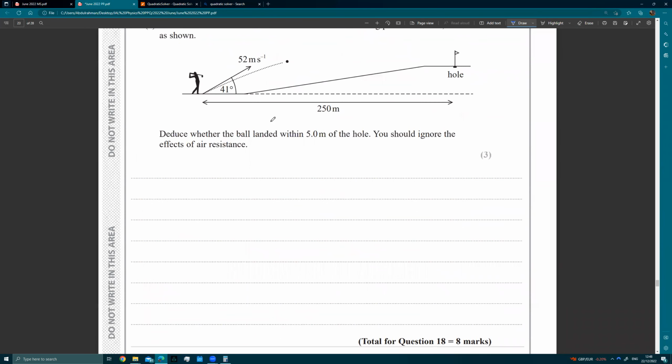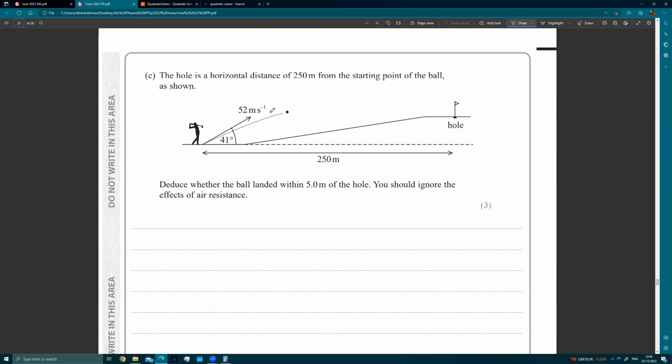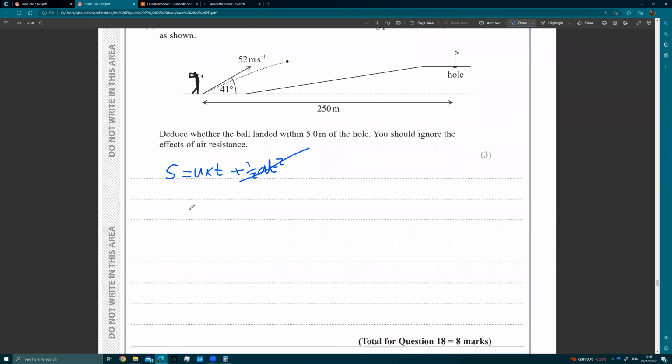The hole is a horizontal distance of 250 meters from the starting point of the ball as shown. Deduce whether the ball landed within 5 meters of the hole. You should ignore the effects of air resistance. To know if it landed within 5 meters of the hole, you need to know the horizontal displacement. For horizontal motion, it's just S equals UT because there is no acceleration horizontally. And you want to know what S is.